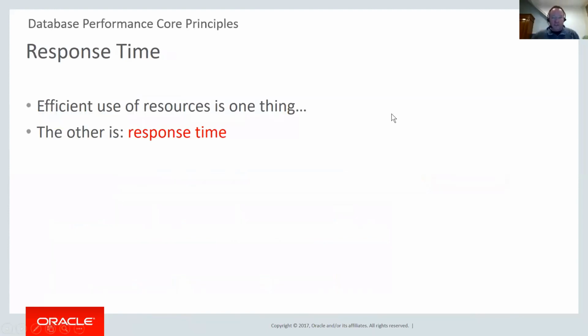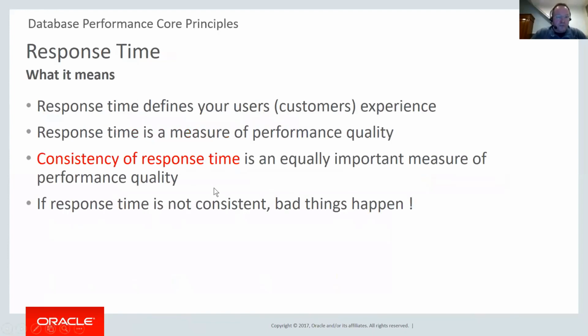Now, one final thing that I want to talk about, and that's response time. Efficient use of resources is what I've been talking about so far. The other thing is response time. And response time, there's actually 2 things going on. You want a good response time that's low enough that your users are happy with it, but you also want consistency of response time. That's equally more important. If your response time is not consistent, bad things happen.